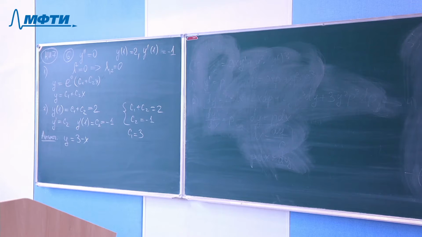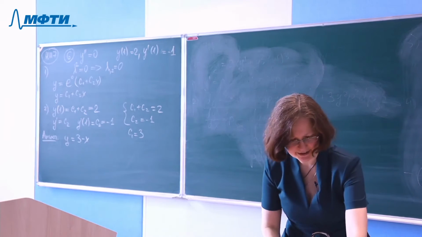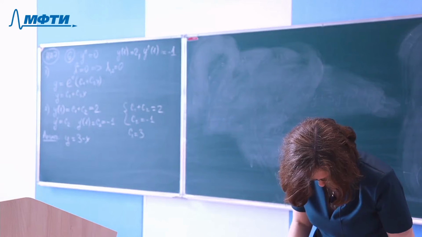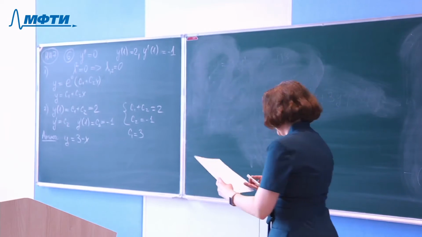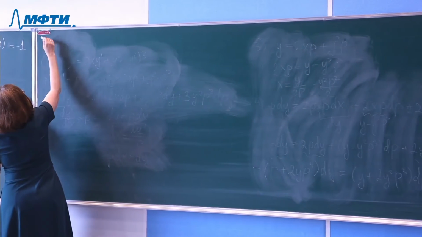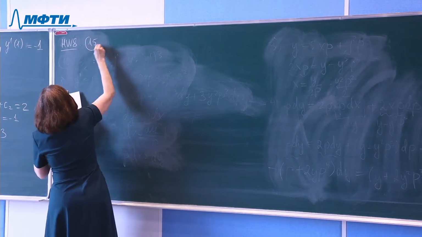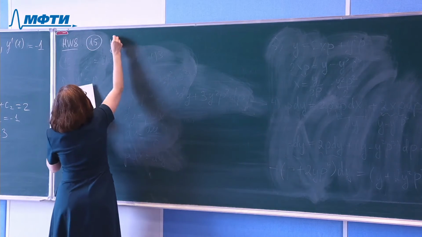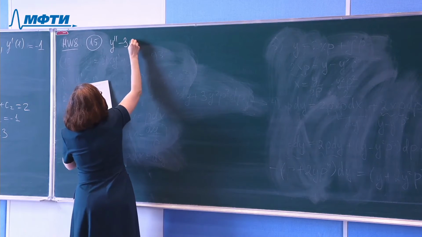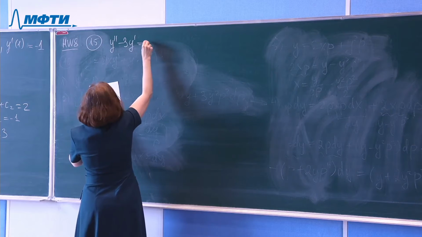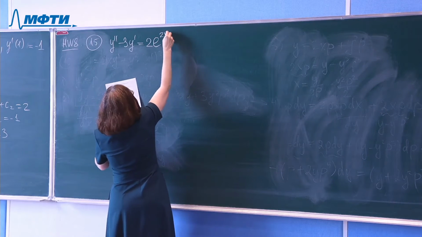Right. Just let's do this. Homework 8, number 15. Right. Just let's do this. It's homework 8 and task number 15. Find the general solution of this equation. y double prime minus 3y prime equals 2e to the power 2x sine x.